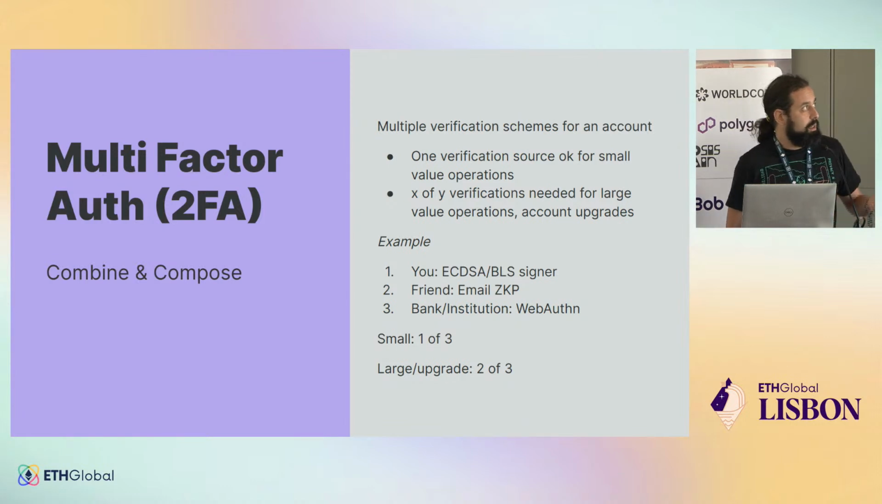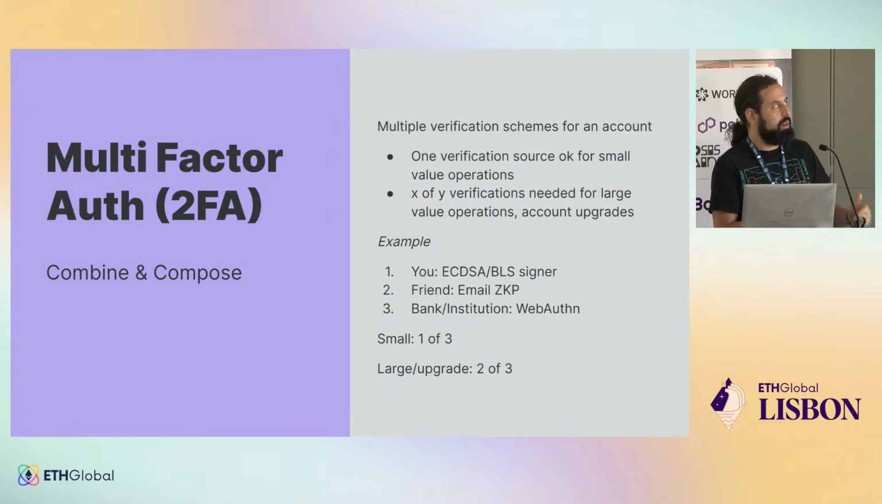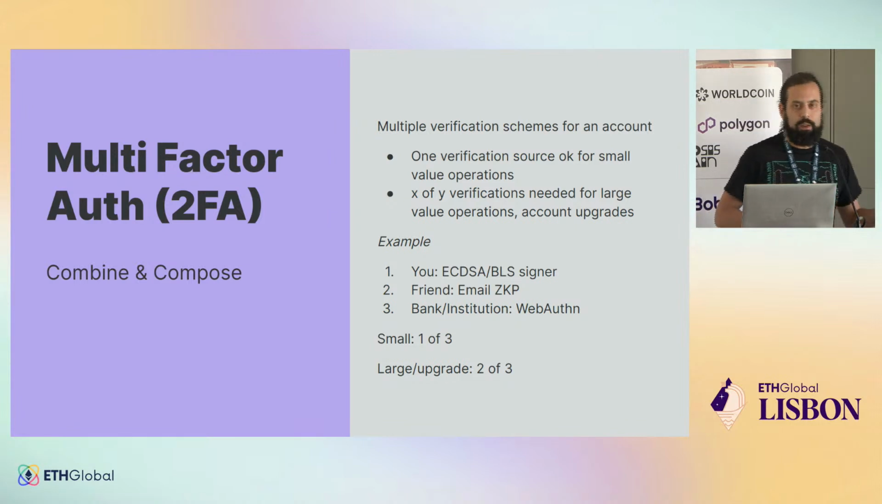And so for small things, like your bank paying your bills for you, or you sending money like you would on Venmo or something, you might only need one of these signers. But if someone wants to change the signing scheme or do a recovery, then you might need 2 of 3 of these people to do it. But we can have a bunch of different verification methods for that.